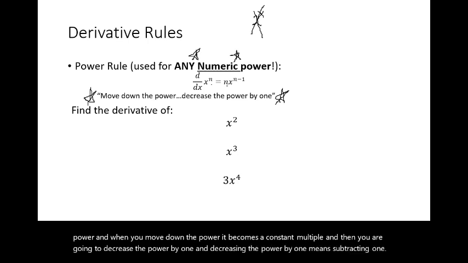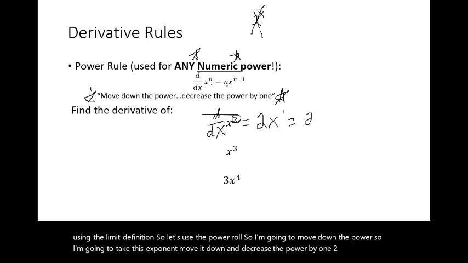So if we're going to take the derivative of, let's say, x squared, we already found this derivative using the limit definition. So let's use the power rule. I'm going to take this exponent, move it down, and decrease the power by 1. 2 minus 1 is x to the power 1. So we get a derivative of 2x, which is what we got using the limit definition.